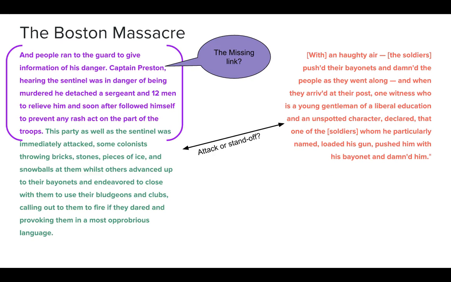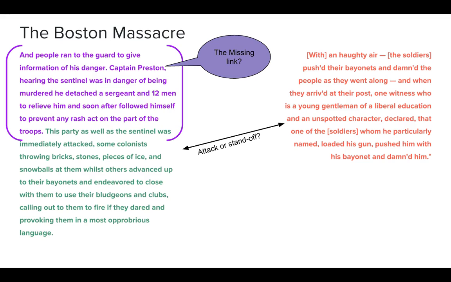And then we've got the rest of the retelling, which again is Gage in the green, recalling how the actual massacre took place, and likewise Adams recalling how the massacre took place in the red. Whether or not this is an attack or a standoff, whether or not Gage is correct in saying that the mob attacked the sentry and the 12 men that were sent by Captain Preston, or whether or not this was actually a standoff.